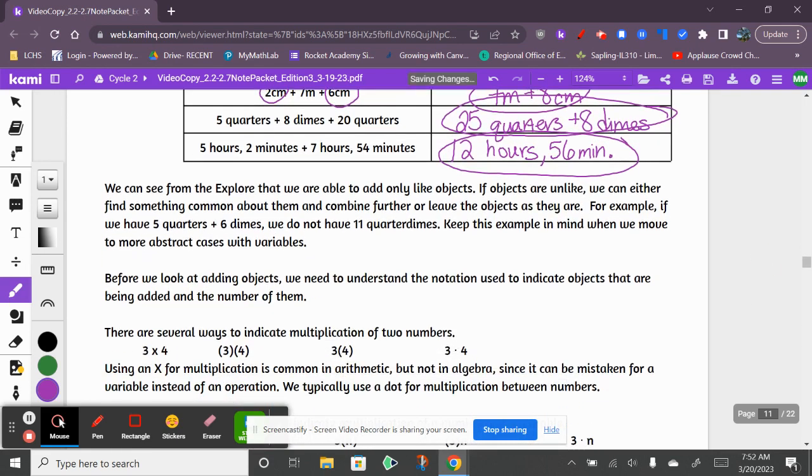So we can see from the explore problem that we are able to add only like objects. If objects are unlike, we can either find something common about them and combine further, or leave the objects as they are. For example, if we have 5 quarters plus 6 dimes, we do not have 5 quarter dimes. Keep this example in mind when we move to more abstract cases with actual variables or letters.